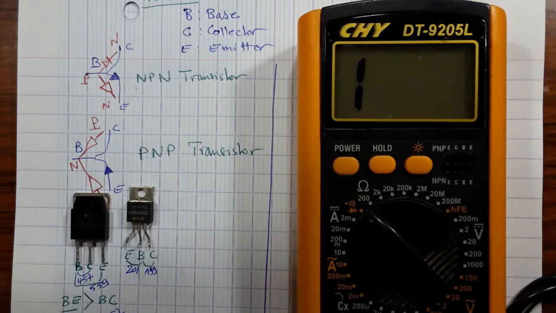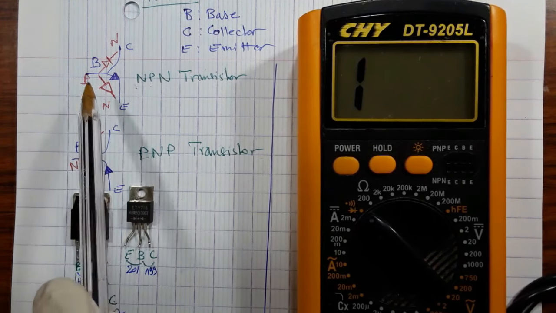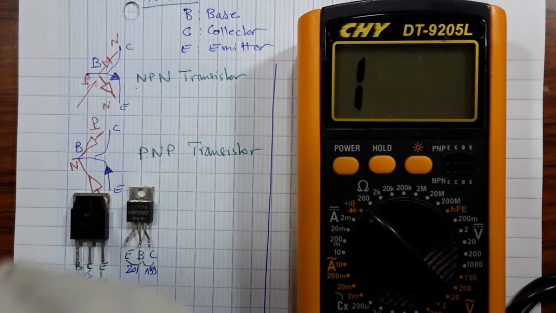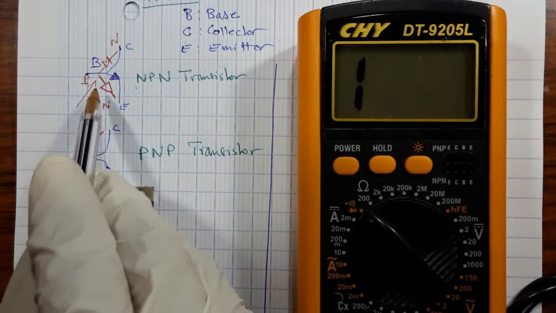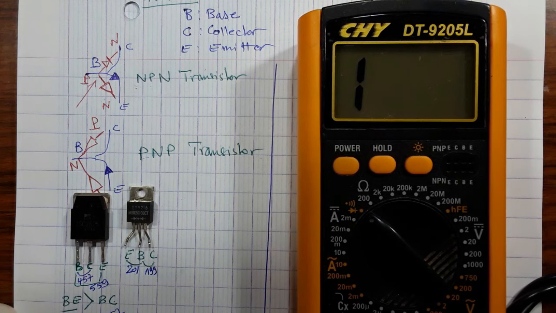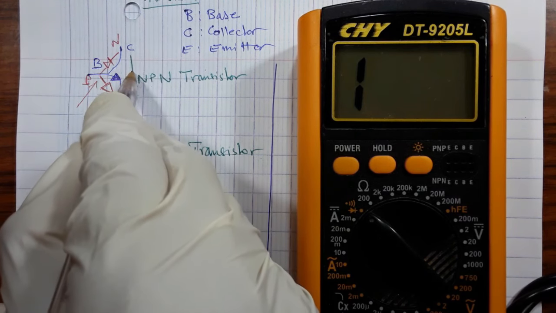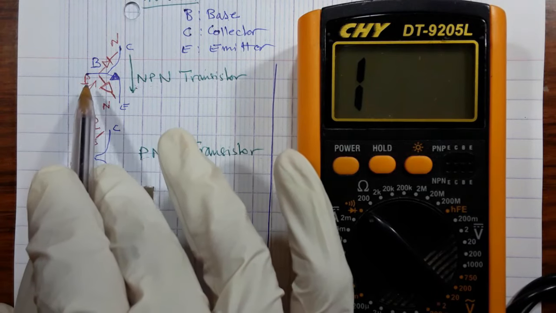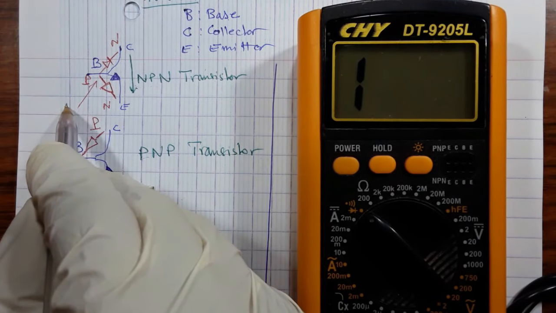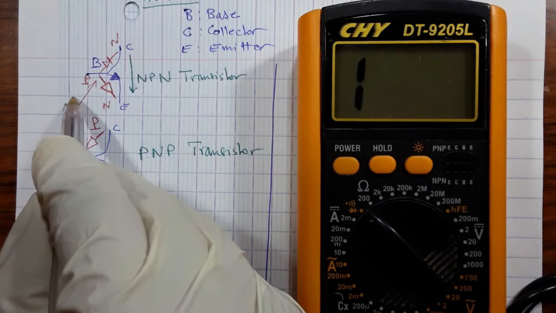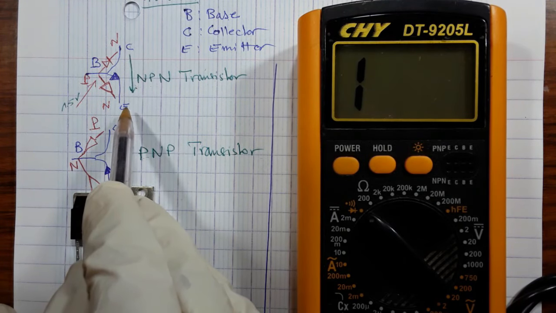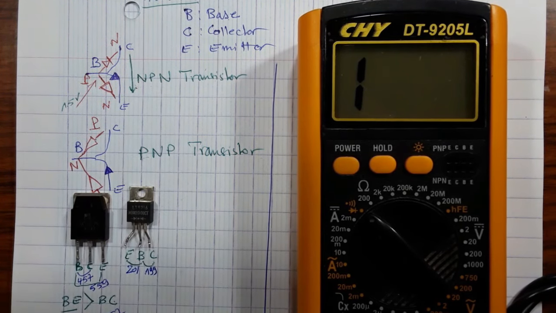Okay, now the working principle of the transistor is this: when a transistor gets a voltage here, it leads the current to pass from collector to emitter. When it gets a voltage here, for example, let's assume that it gets 1.5 volts, the current will pass to here. Okay, this is the working principle of the transistor.